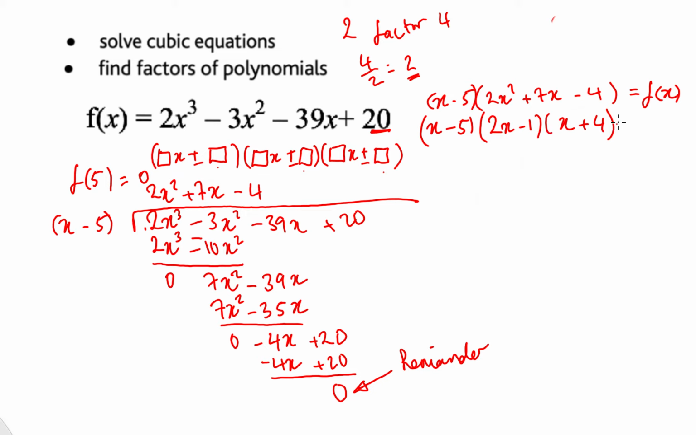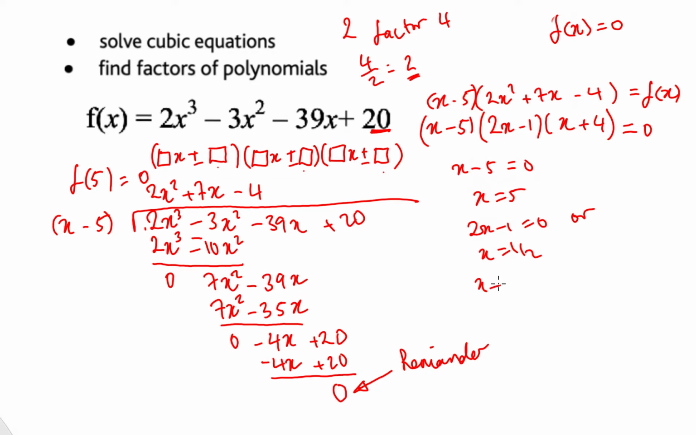Let's say they asked us to solve f of x equals 0. If they ask us to solve, they'll tell us to solve f of x equals 0. Now we can just equate each bracket to 0 individually. We know x minus 5 equals 0, therefore x equals 5. 2x minus 1 equals 0, therefore x equals a half. And x plus 4 equals 0, so x equals minus 4. 3 solutions there. So I hope that clears that up.